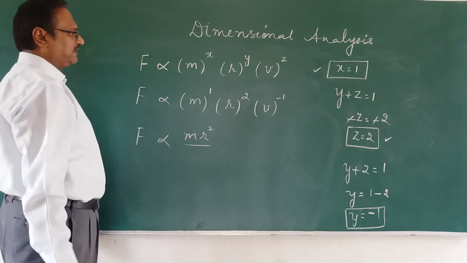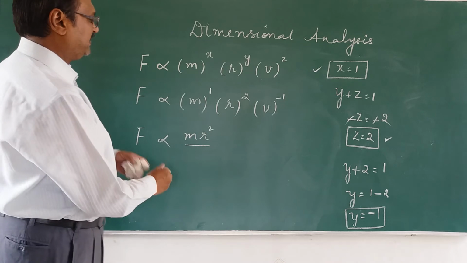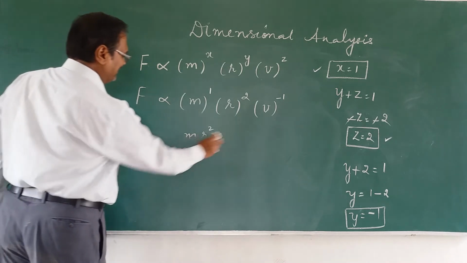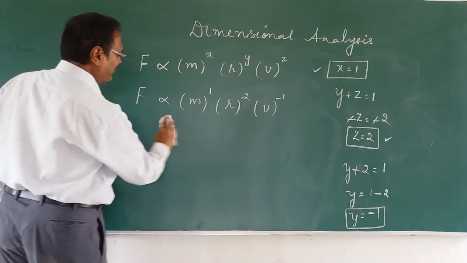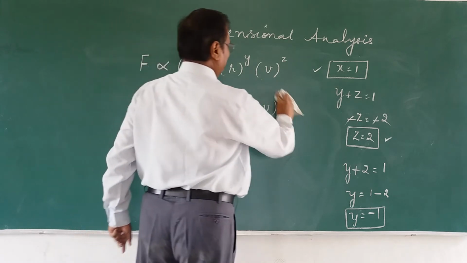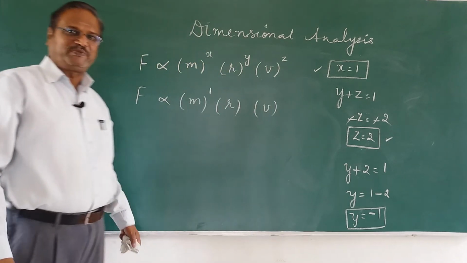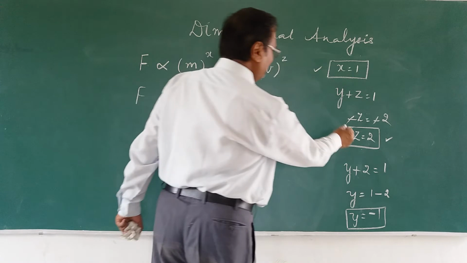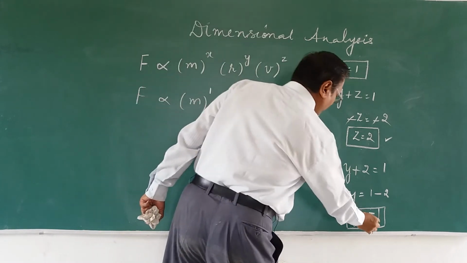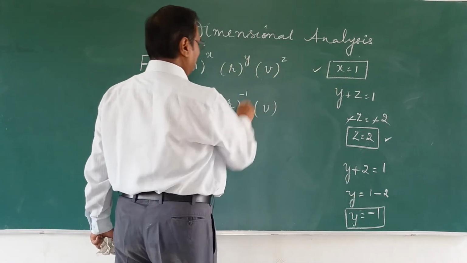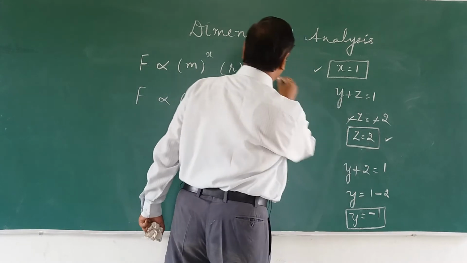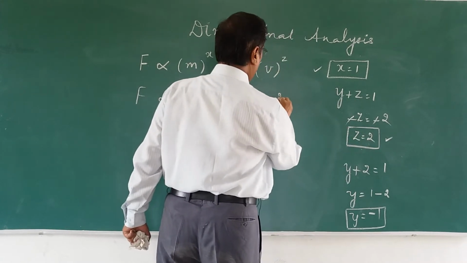upon, see, somewhere I had done a mistake. One minute. Yes, I made a wrong substitution. Yes, this may happen to you also, be careful, right? R power y value is minus 1, and v power z is 2.